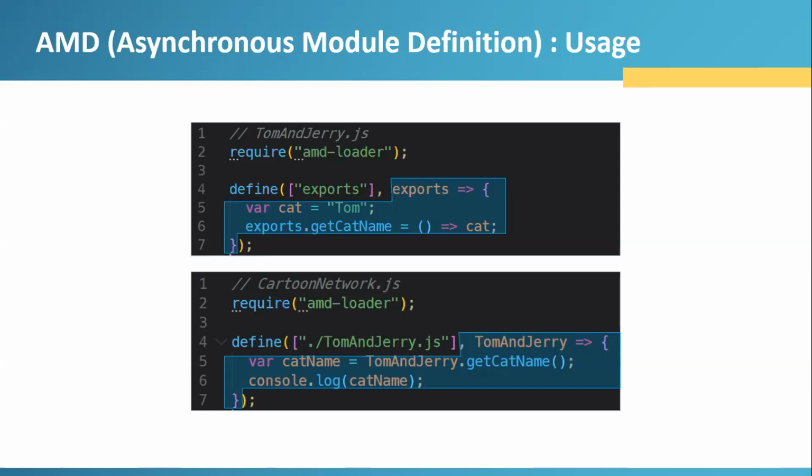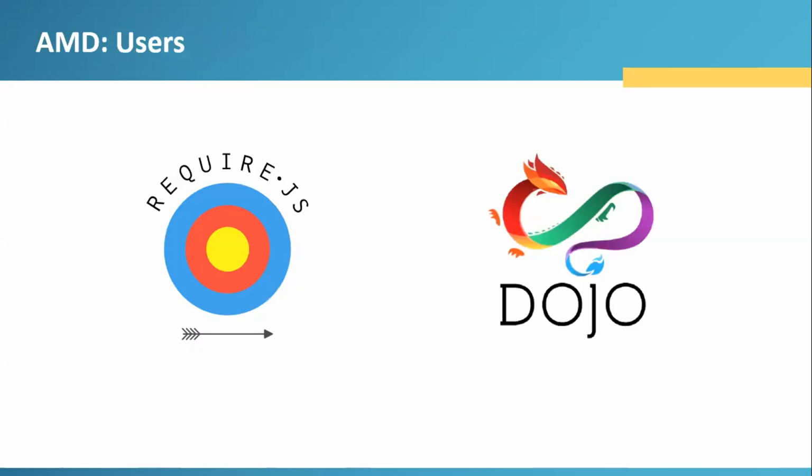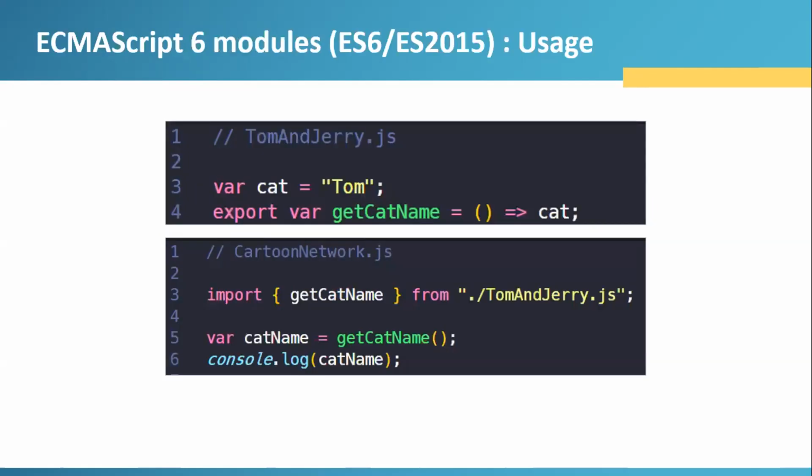Now let's see who all uses AMD. There is a library called require.js, and there is something called Dojo. These all use AMD. Now let's move on to the last module system of our talk, that is ES6.